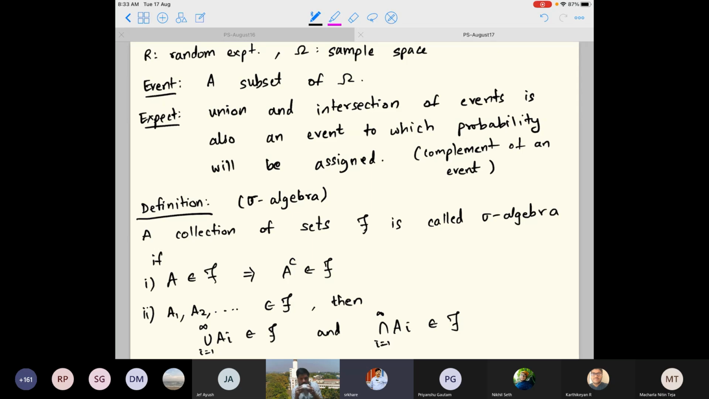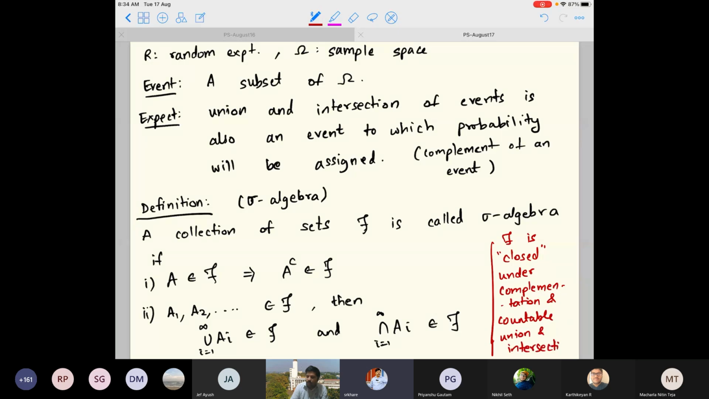So F is a collection of sets. And what are the two properties of this collection of sets? It should be closed under complementation and closed under countable union and intersection. So what are these two laws called? The set F is closed under complementation, that is the operation, and countable union and intersection. Under these two operations the set should be closed.